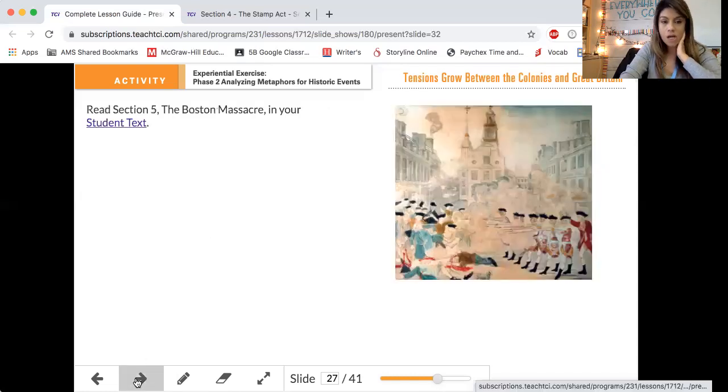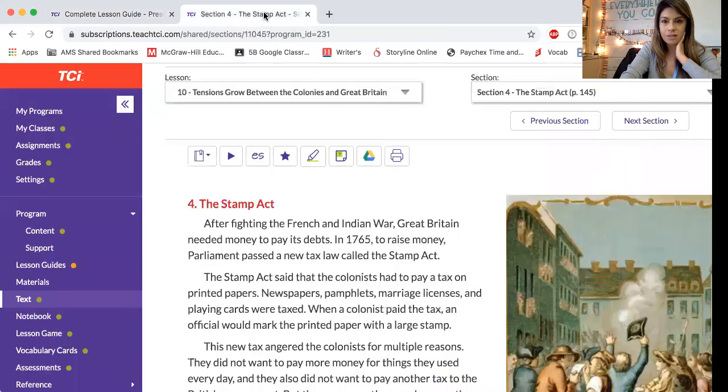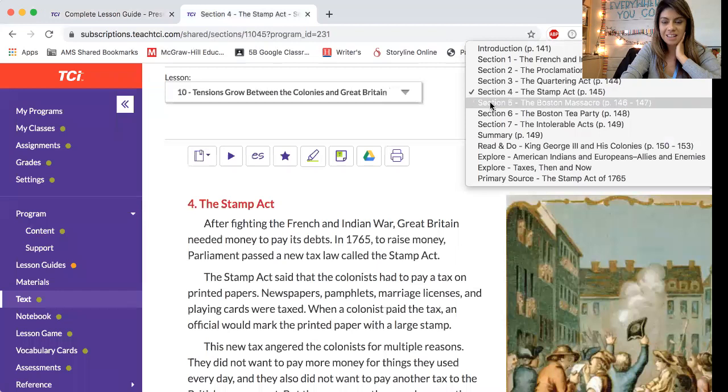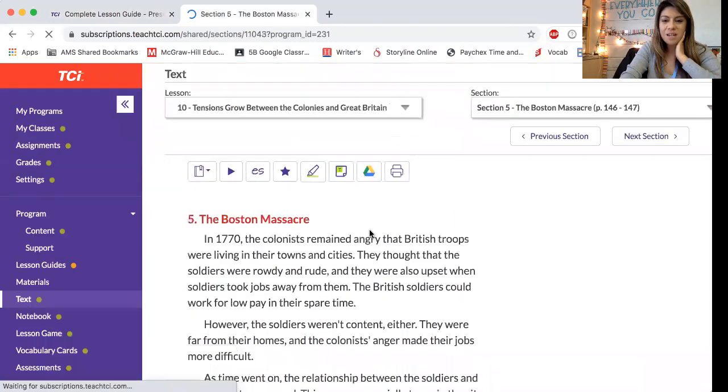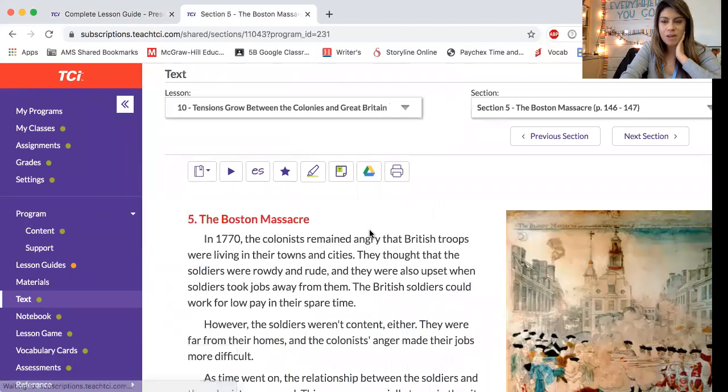All right, you are now going to read about the Boston Massacre in section 5 in your student text. It looks like this. When you are done reading about the Boston Massacre, please press play to hear the directions for the next T-chart.